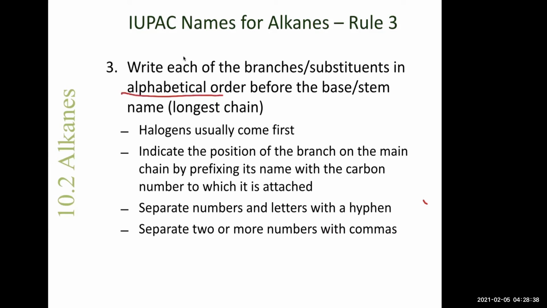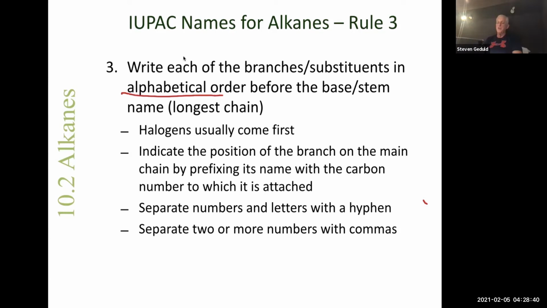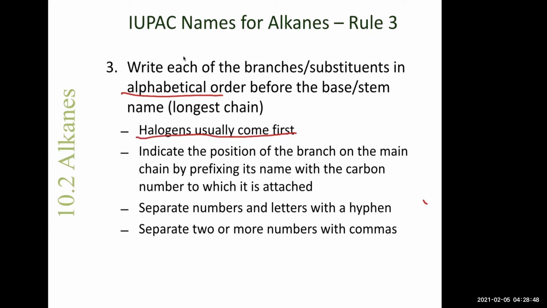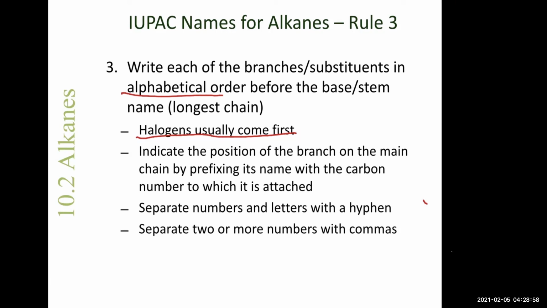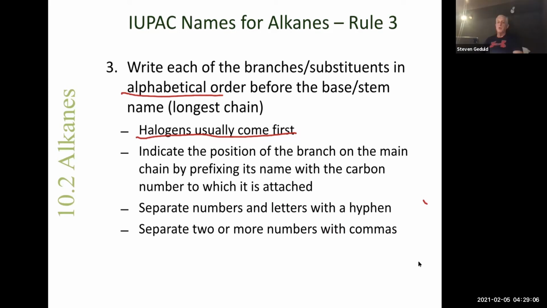Halogens usually come first, which is chlorine, bromine, iodine, or fluorine. And then we write in alphabetical order, methane, ethane. So ethyl will come, I think, before. Let's see who's unmuted here. Okay, we're good so far with that.